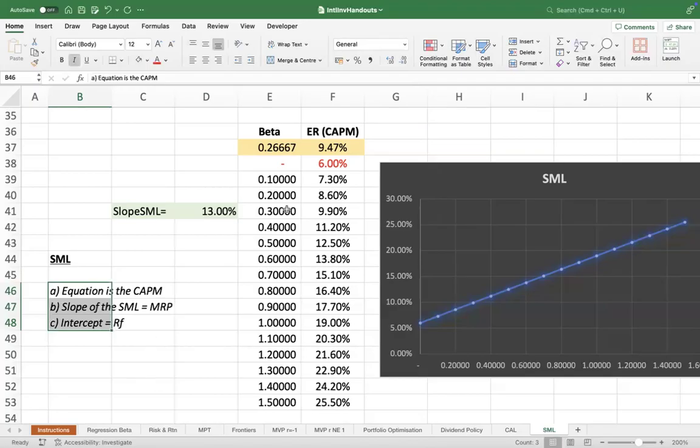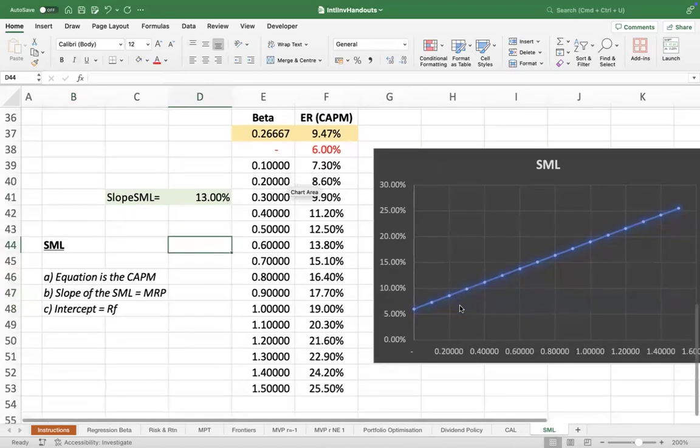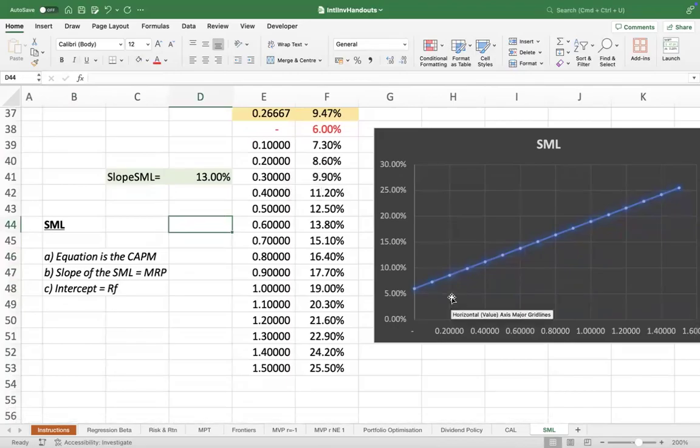Now, what happens? Suppose there is a security which is below the SML. So let's say I put it here. A security that plots below the SML, please look at the chart. What does it mean? It means that it is giving you a return which is lower than what your intrinsic valuation gives you, which is on the SML. When do you get a return which is lower? Overvalued. When you actually buy a security at a higher price, then only you'll get a lower return, no?